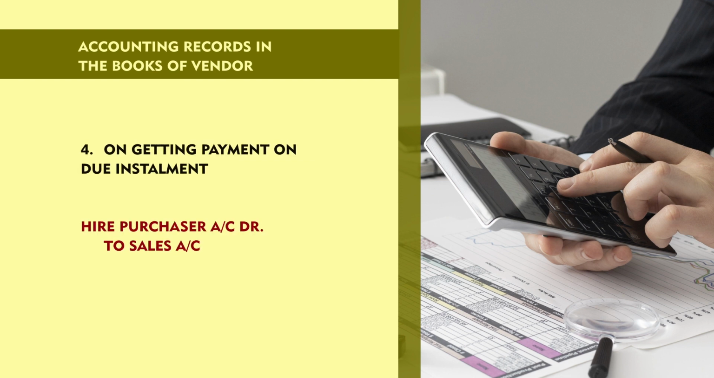On getting the payment on due installment, the entry must be bank account debit to hire purchaser. Here also the entry must be bank account debit to hire purchaser. It is a typographical mistake, so kindly make the correction here. On receiving the amount, the entry would be bank account debit to hire purchaser. Here also bank account debit to hire purchaser.